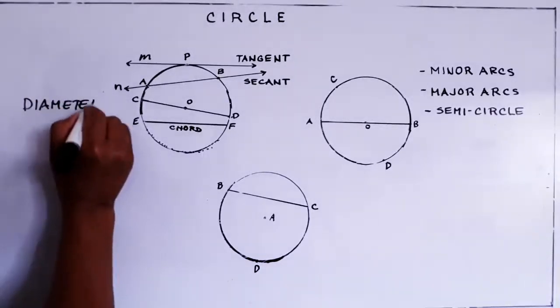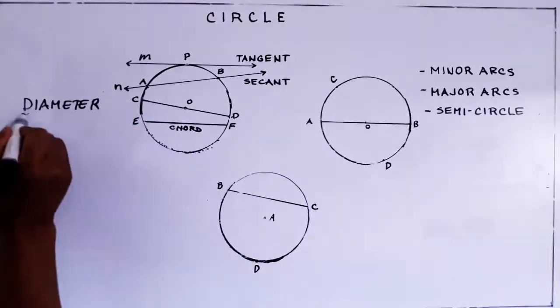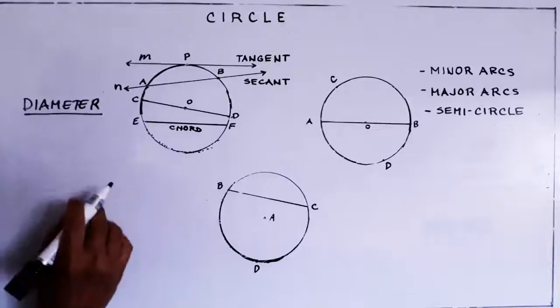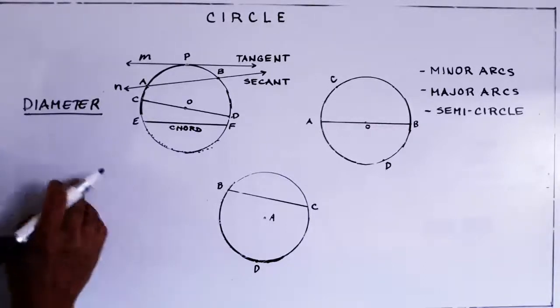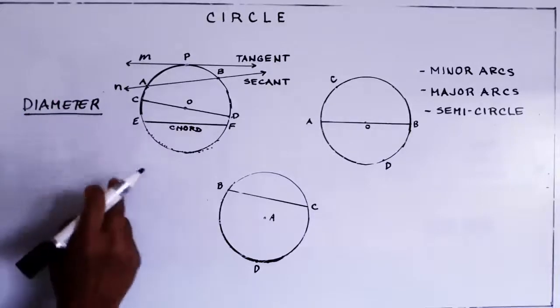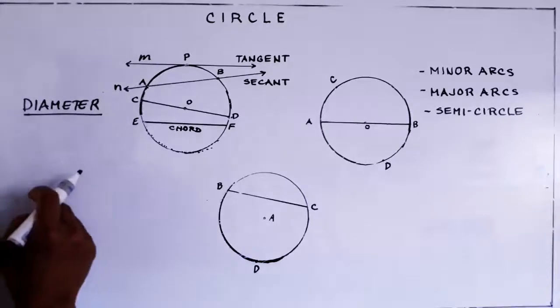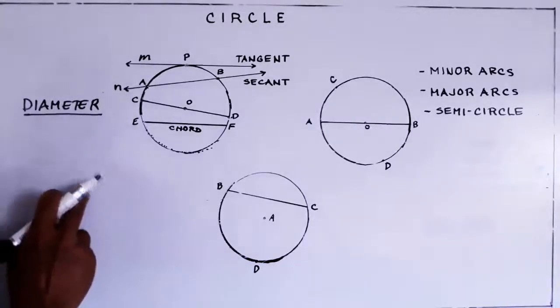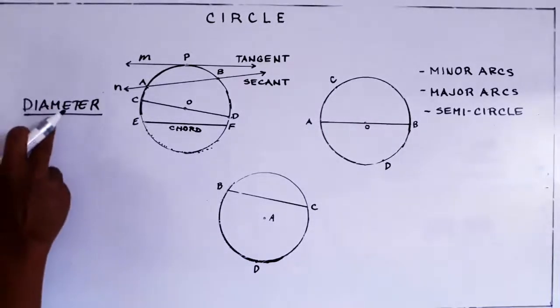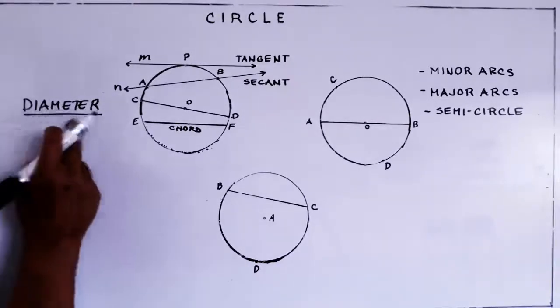When a chord passes through the center, it is not a chord anymore. It is called by its special name, diameter. So if a chord passes through the center, there is no other name for that. We know that one is always the diameter. We are familiar with diameter.